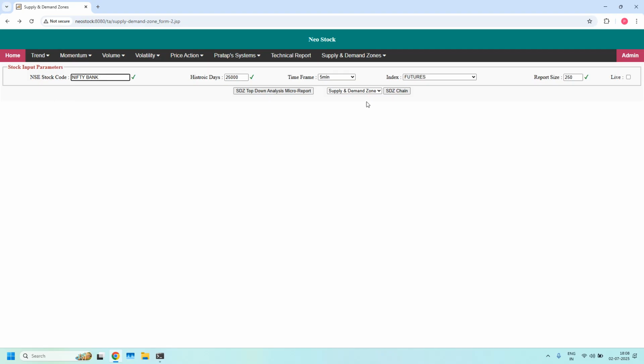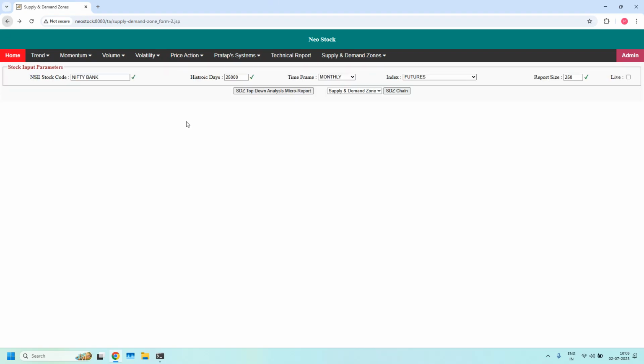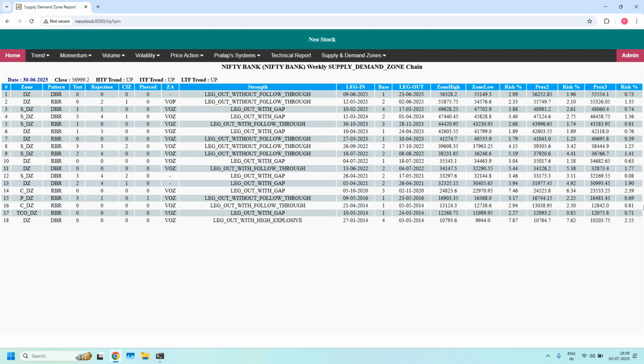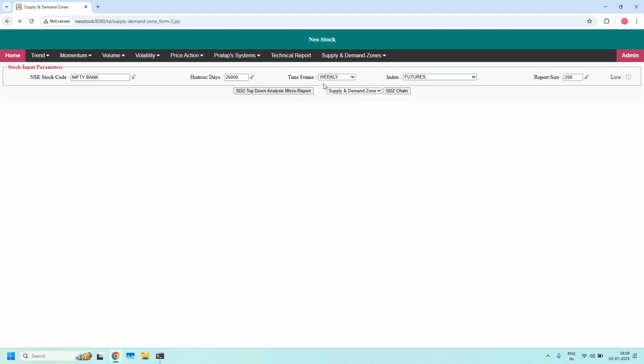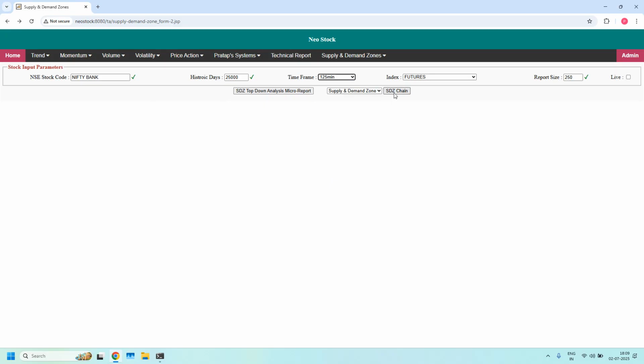NIFTY Bank is nothing but BANKNIFTY, generating monthly supply demand zone chain for BANKNIFTY. Next, generating weekly supply demand zone chain for BANKNIFTY. Next, generating daily supply demand zone chain for BANKNIFTY. Next, generating 125 minute supply demand zone chain for BANKNIFTY.